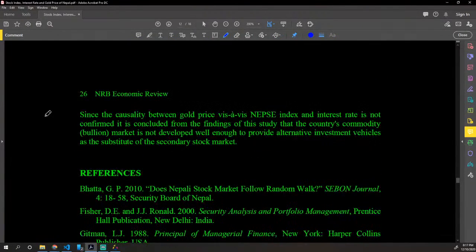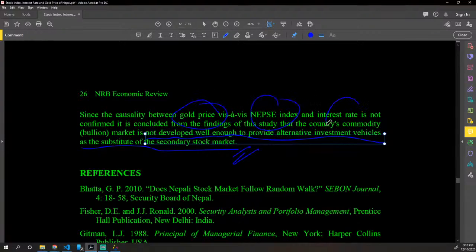Since the causality between gold and the NEPSE index and interest rate is not confirmed, it is concluded from the findings of the study that the country's commodity market is not yet developed well enough to provide alternative investment vehicles as a substitute for the secondary market, right? Because there is no causality between gold prices and the NEPSE index and interest rate, right?